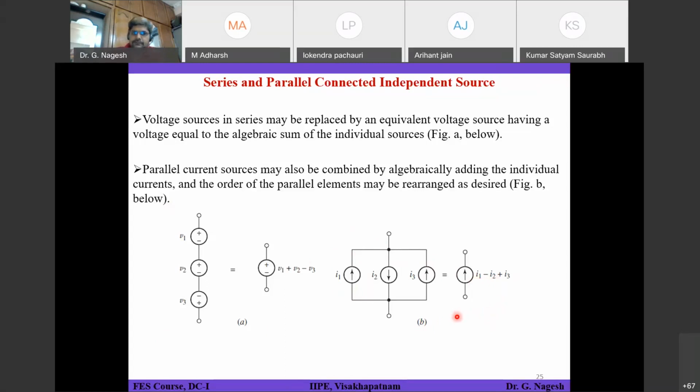Clear. So if you encounter this kind of situation in your circuit, you can simplify this by using these two rules. Okay.